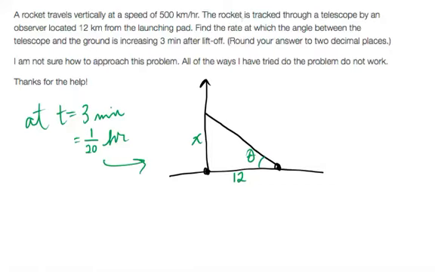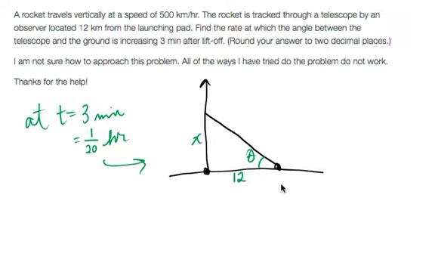All right, in this problem, a rocket travels vertically at a speed of 500 kilometers per hour. The rocket's tracked by a telescope that's down here with an observer located 12 kilometers from the launching pad here. We want to find the rate at which the angle between the telescope and the ground, that's this angle, is increasing 3 minutes after liftoff. Okay, so we're interested in what's going on after 3 minutes.